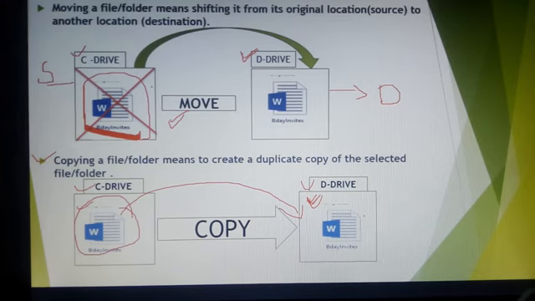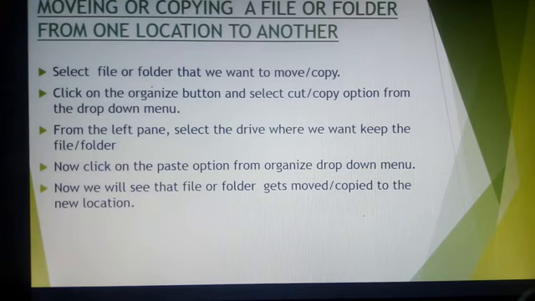what the steps are. The steps for copying a file or folder from one location to another: select the file or folder that we want to move or copy. Then click the Organize button and select the Cut or Copy option from the drop down menu. From the left pane, select the drive where we want to keep the file or folder. Now click on the Paste option from the Organize drop down menu. Now you will see that the file or folder gets moved to the new location. Now I'll show you how.